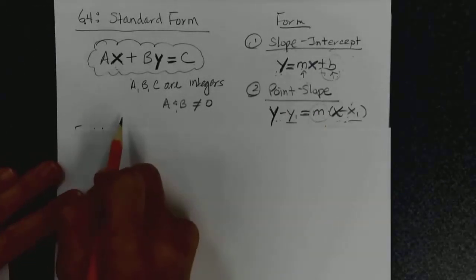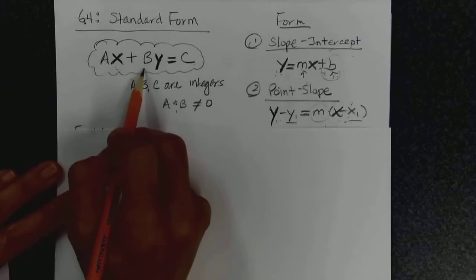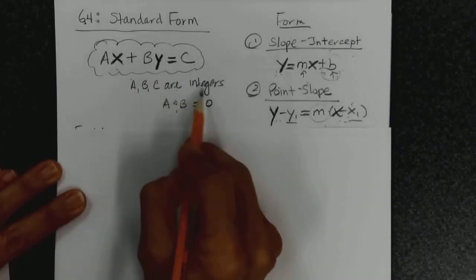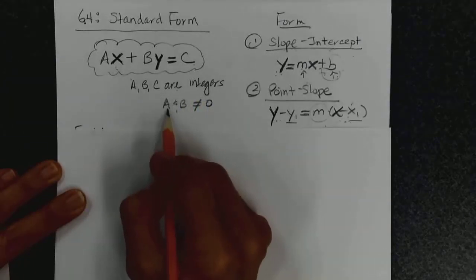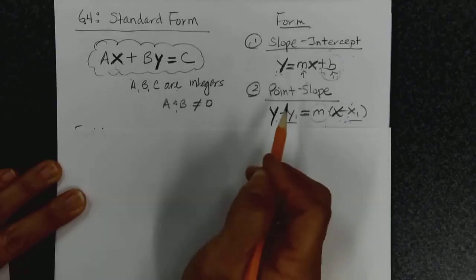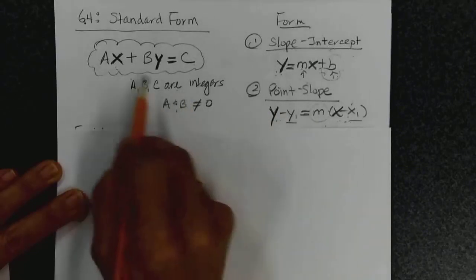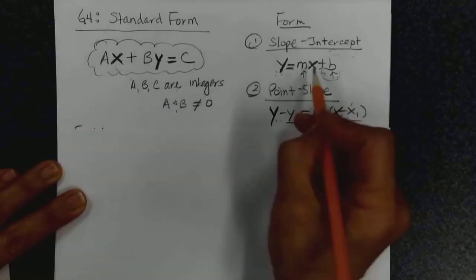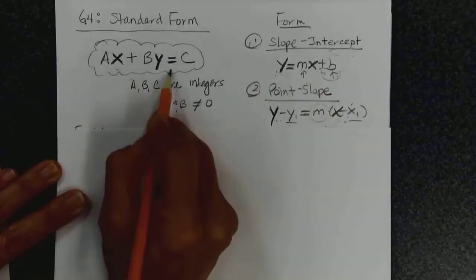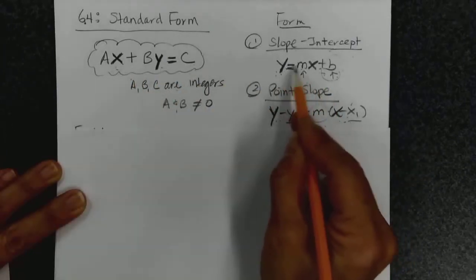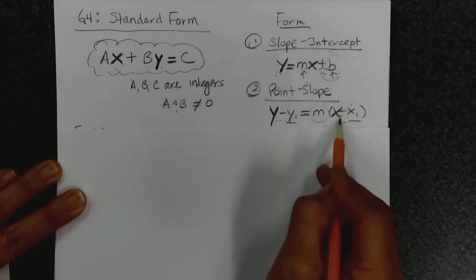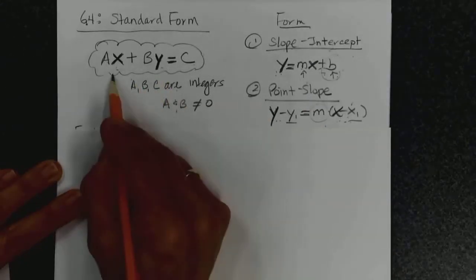In standard form, we have ax plus by equals c, where a, b, and c are numbers, and those have to be integers. And a and b cannot both be 0 at the same time. So in standard form, unlike the other two, x and y are on the same side of the equal sign, whereas in slope-intercept, here's your y, here's your x, and in point-slope, here's your y, here's your x. They have to be on the same side.